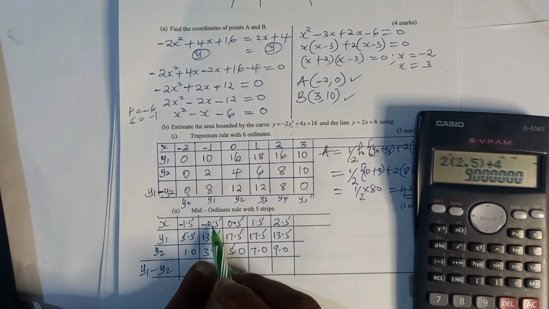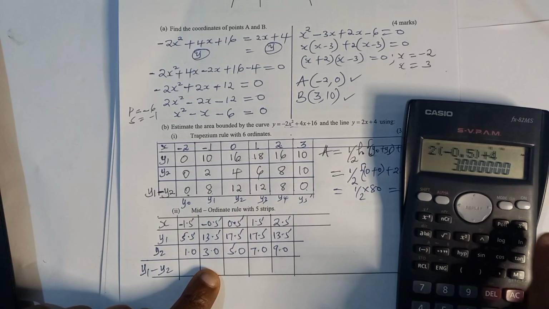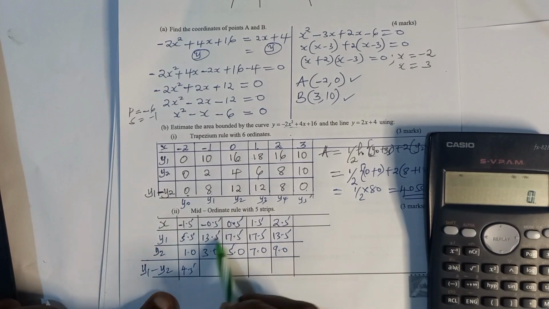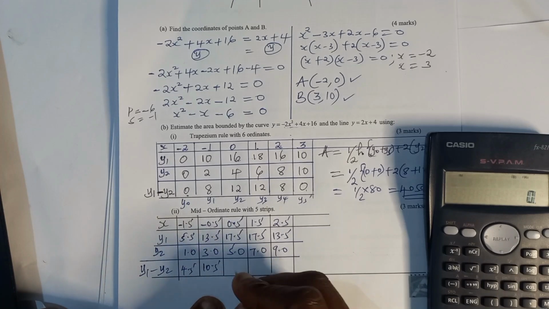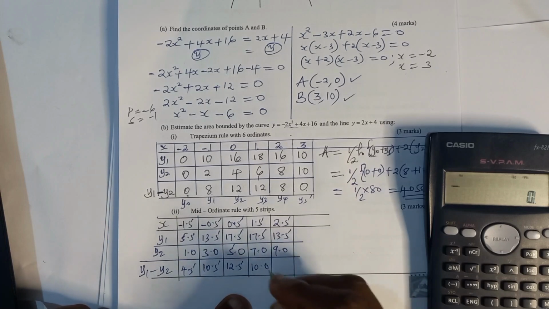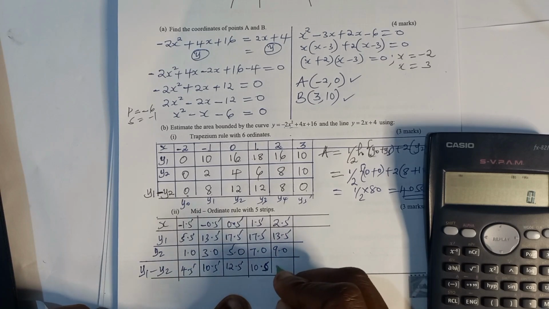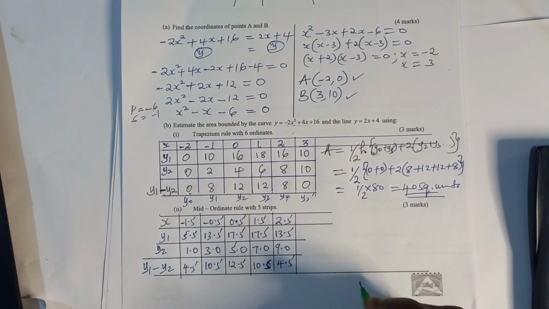We confirm this, negative 1.5. I'm confirming this, it is okay, it is 1. The second one, it is okay. After doing that, now we subtract: 5.5 minus 1.0, this will give 4.5. 13.5 minus 3.0, this will give 10.5. 17.5 minus 5.0, this will give 12.5. Then 17.5 minus 7, that will give 10.5. 13.5 minus 9.0, this will give 4.5.